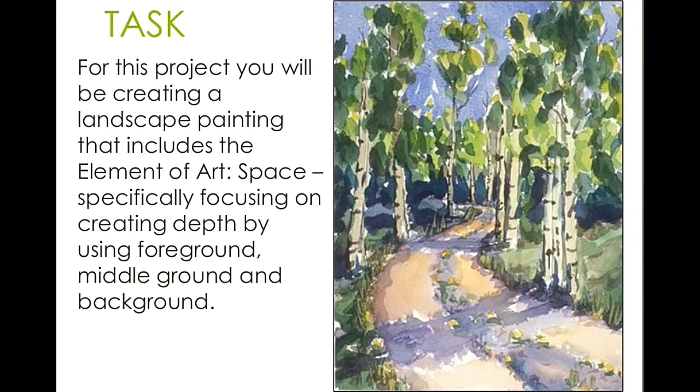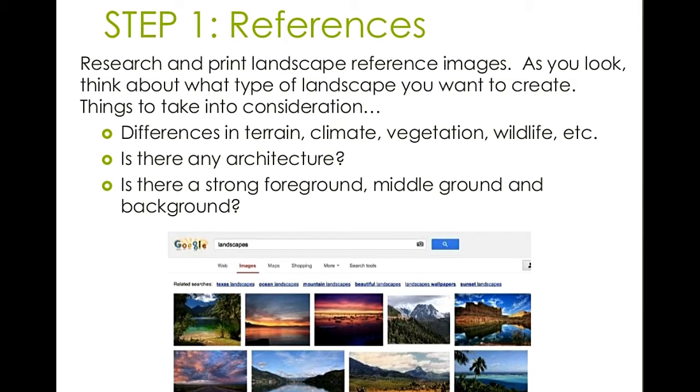Your task for this project is to create a landscape painting that includes the element of art, space, specifically focusing on creating depth by using foreground, middle ground, and background. Later, we'll talk about the foreground, the middle ground, and the background. Steps. References. Research and print landscape reference images. As you look, think about what type of landscape you want to create.